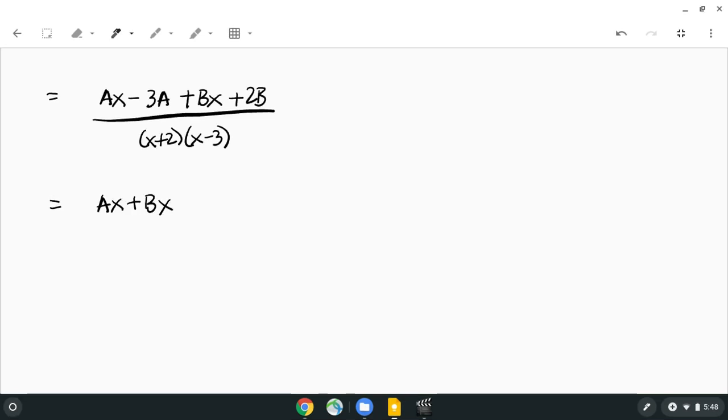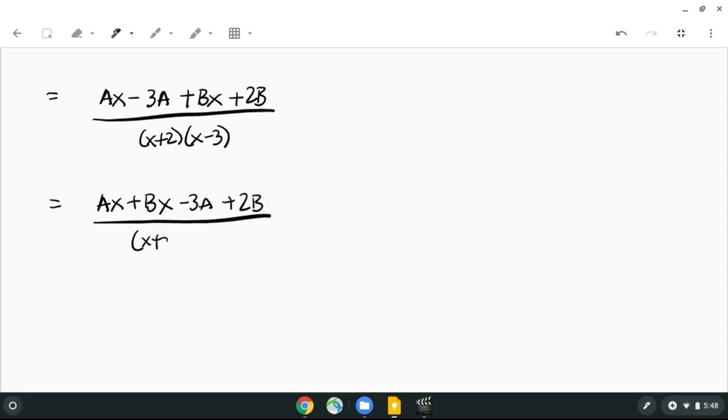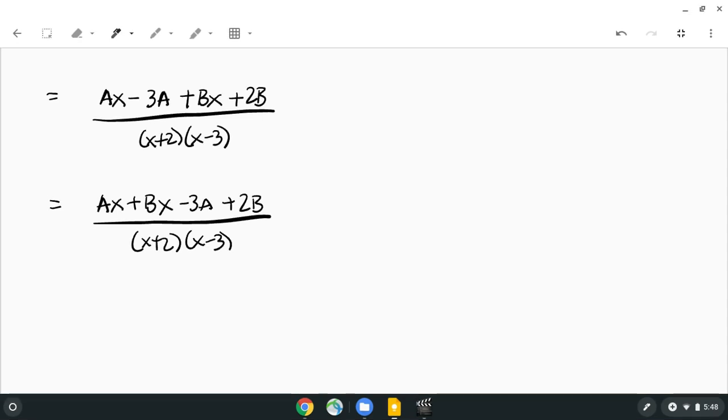And do you see how the other two terms, negative 3a and 2b, don't have any x's? So I'm going to put those together, and you'll see why in a second. And our denominator, which, like I said, is taking a back seat, I'm going to organize this even more.